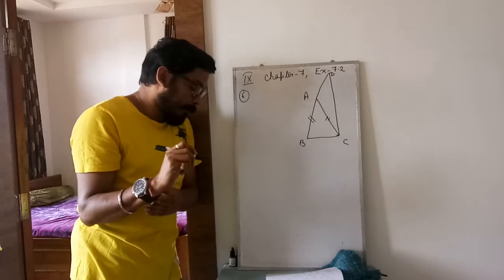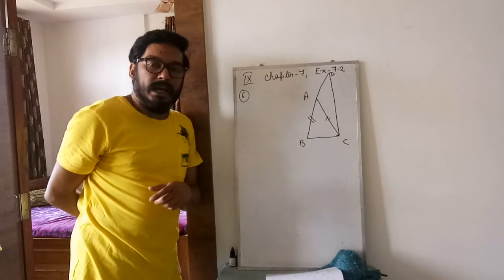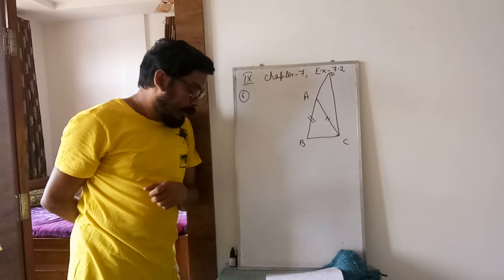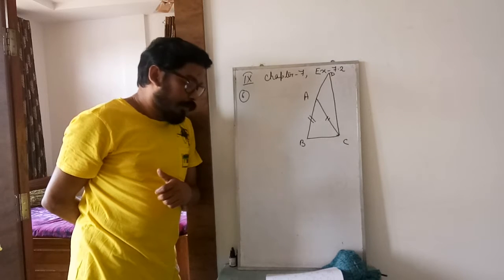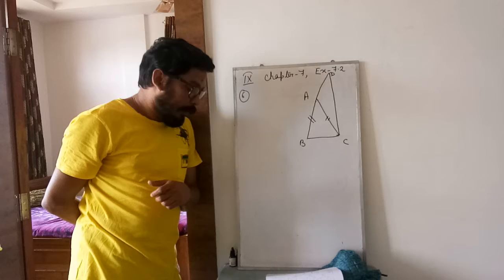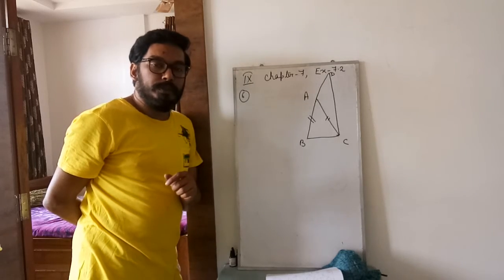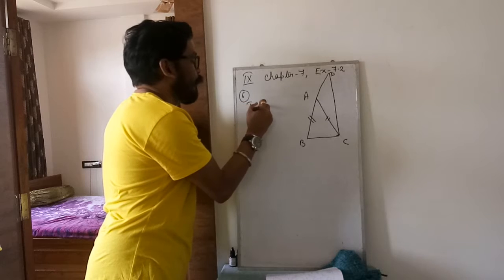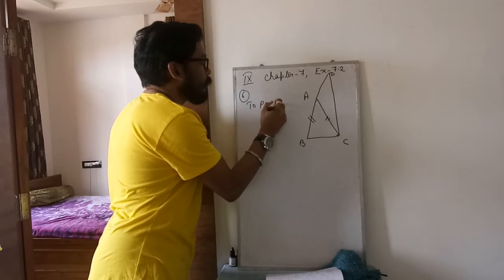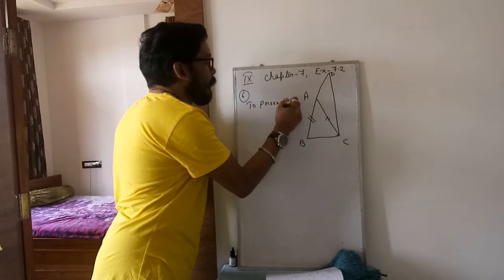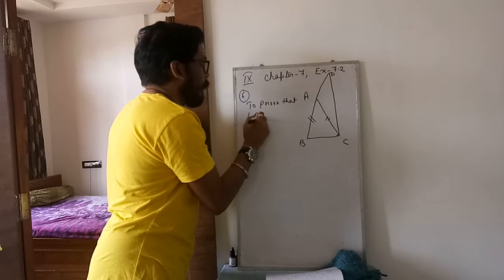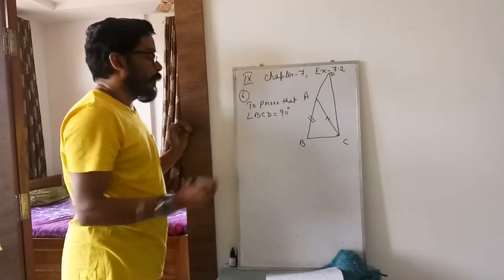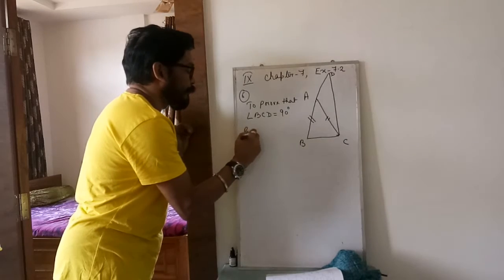You will write in this form. Triangle ABC is an isosceles triangle in which AB equal to AC. Side BA is produced to D such that AD equal to AB. And down you will write: to prove that angle BCD is a right angle. If you write in this way, to prove that angle BCD equal to 90 degrees. So I will start with the proof.